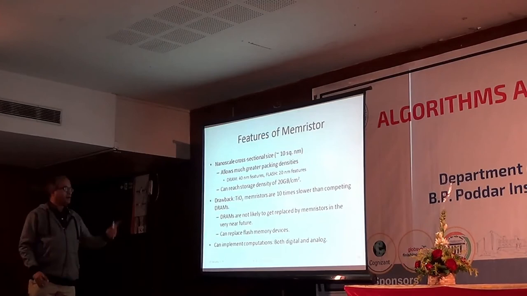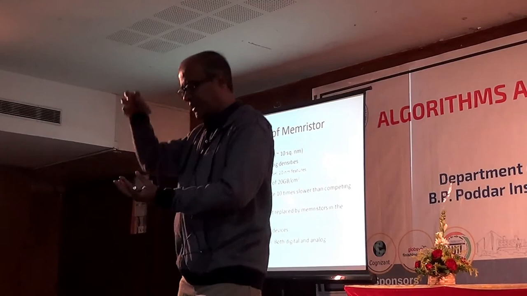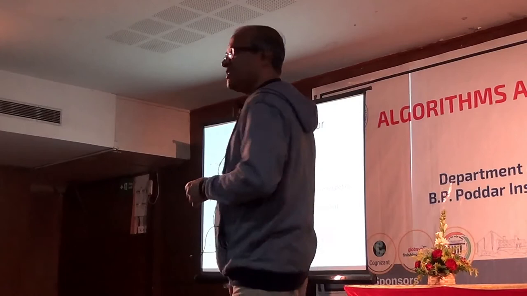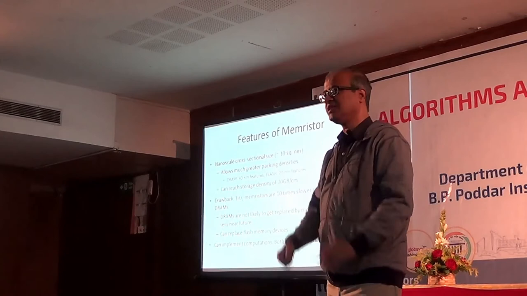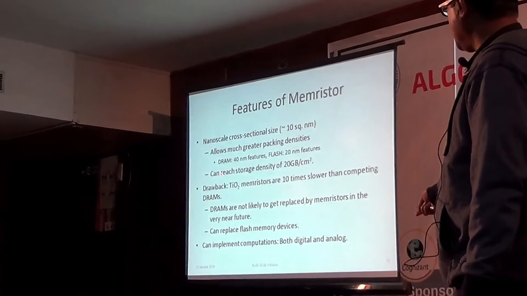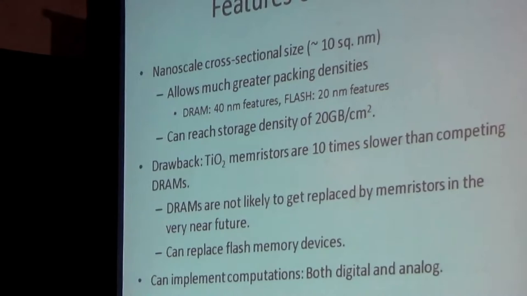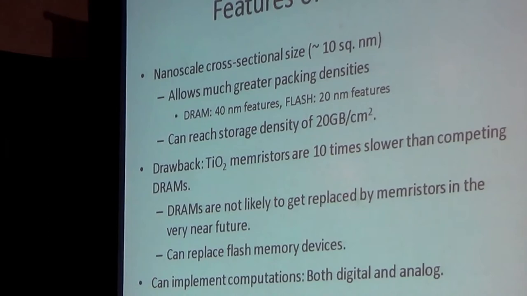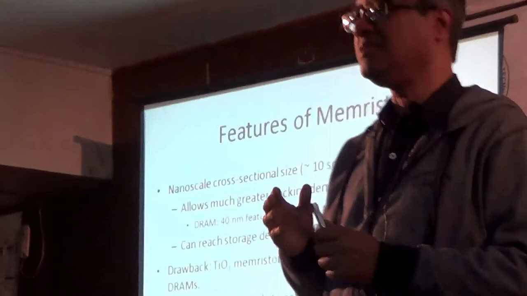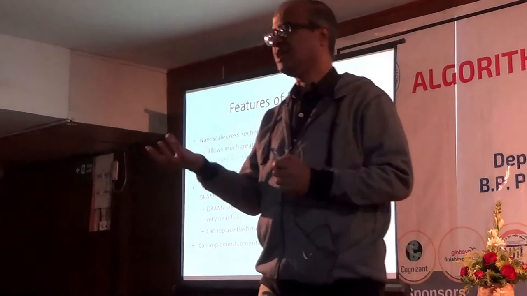Now, some of the interesting features of the memristor is that if I look at the cross-sectional area, it can be as small as 10 square nanometer. The smallest memristor that has been fabricated and reported has a cross-section area of 10 nanometer square. Now, you can compare it to the dynamic memory and the flash devices all of us are carrying, the pen drives. They have typically 40 nanometer or 20 nanometer features. So which tells you that memristor has the potential of providing you with much larger memory density, packing density in the memories.